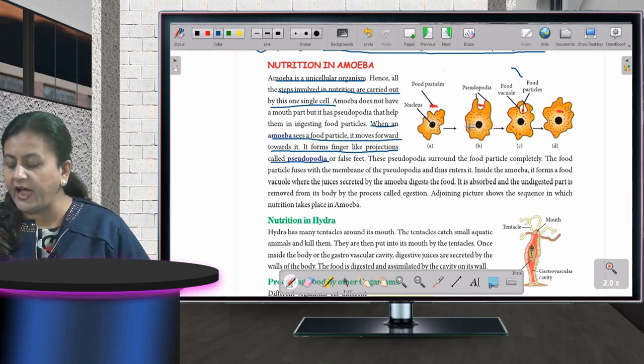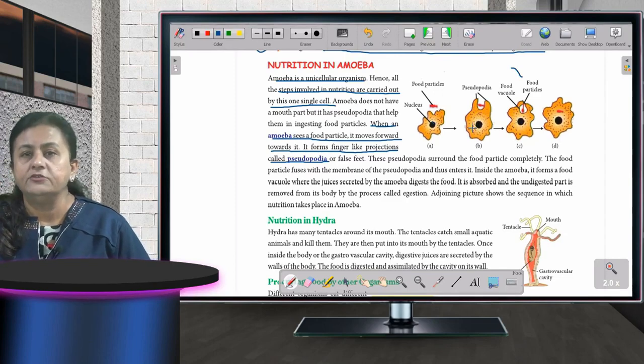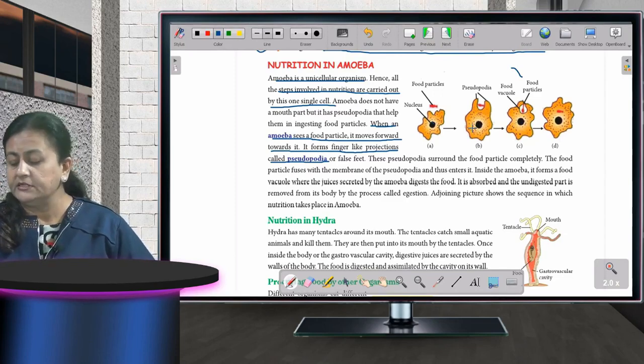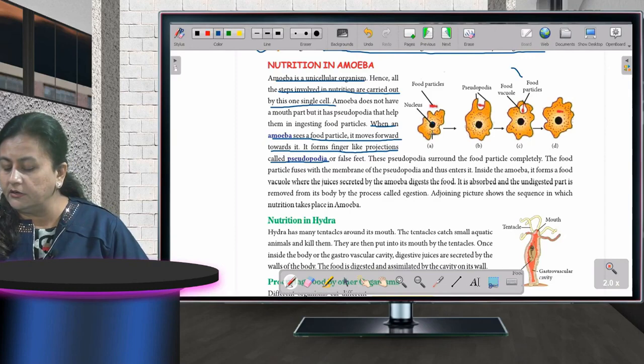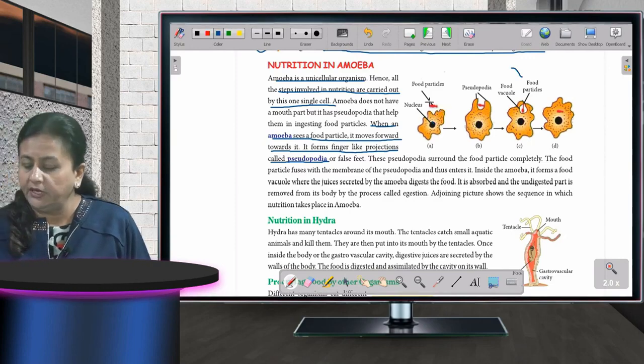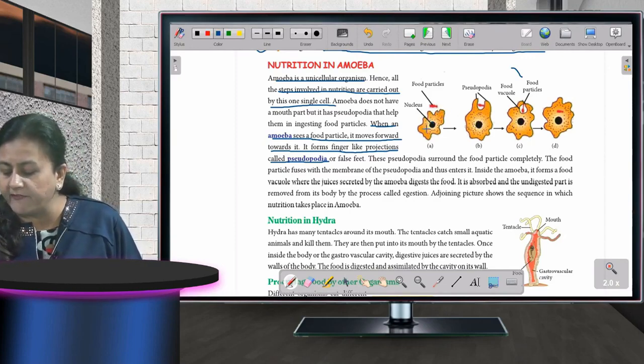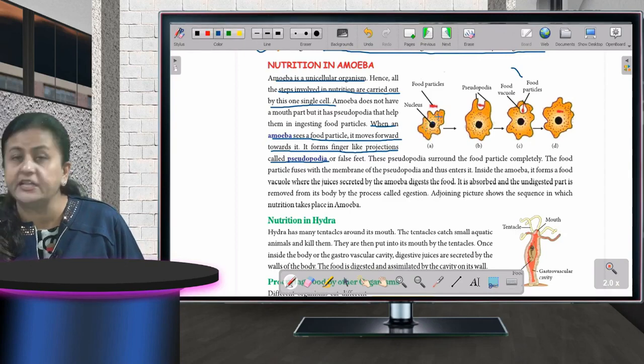It does not have any hands or anything like that. It has simple cytoplasm. This is the nucleus and this is all cytoplasm. This dotted part you can see, this is all cytoplasm.